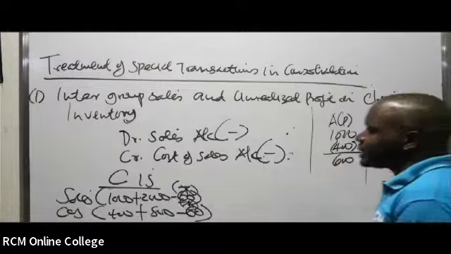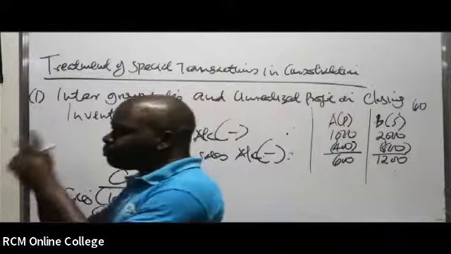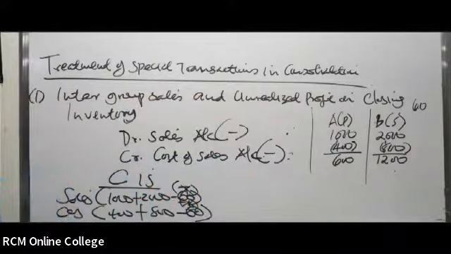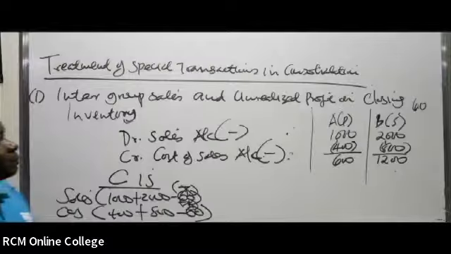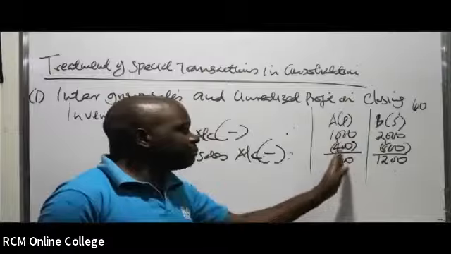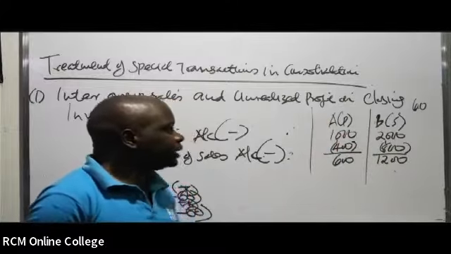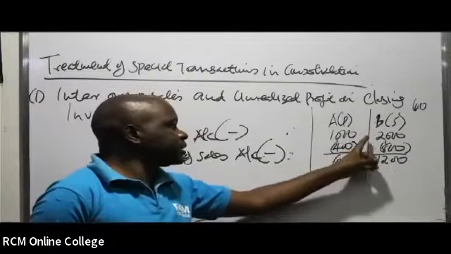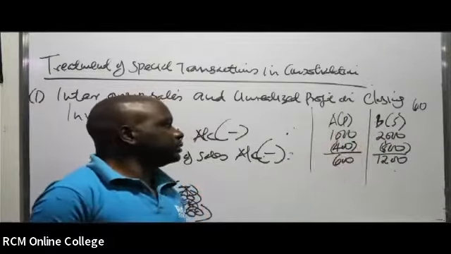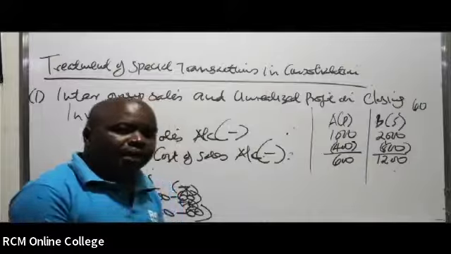Therefore, if there's an intergroup sale where a member of the group sold goods to another member, you have to deduct from the cost of sales, and also from the sales. That's what will happen. That's how the question is normally framed. In the question, you are given the income statement line by line for the two companies, the parent company and the subsidiary. Then you are told that B sold goods worth 60 to A.